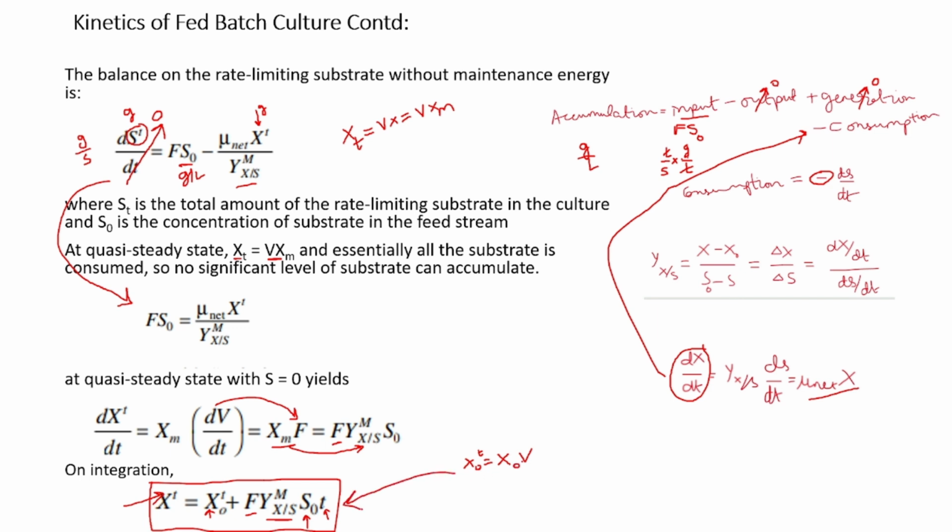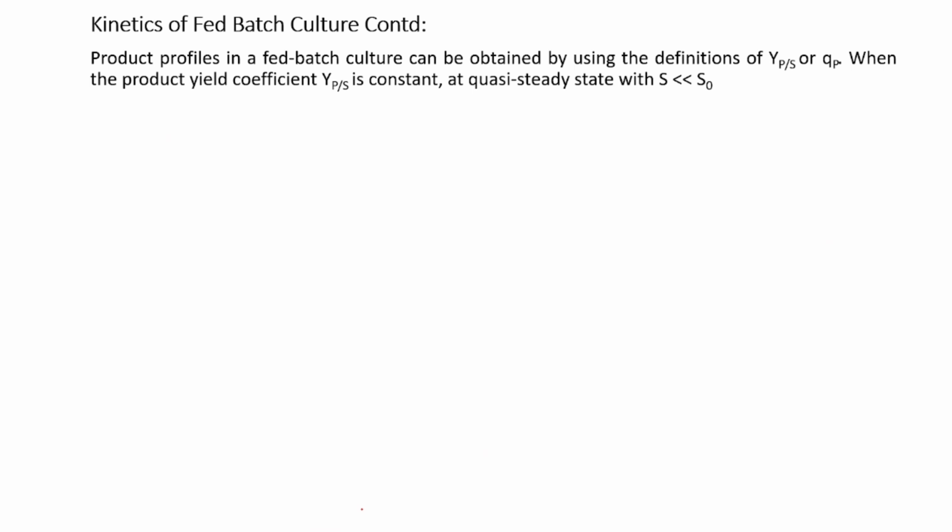Okay, now let us see for product. We are considering product, and we know P is equal to Y_PS S0. How did we get this? This is from the original definition of yield coefficient with respect to substrate, written as Y_PS is (P minus P0) by (S0 minus S). We are considering that no product was there in the feed stream; the entire product was generated within the reactor, so P0 is 0. We have also considered that the final substrate concentration is 0, that is, the entire substrate has been used to form the product. Okay, so then you will get this expression.